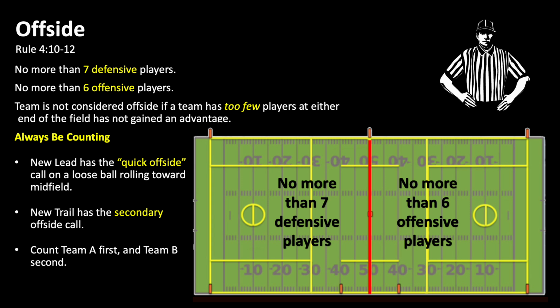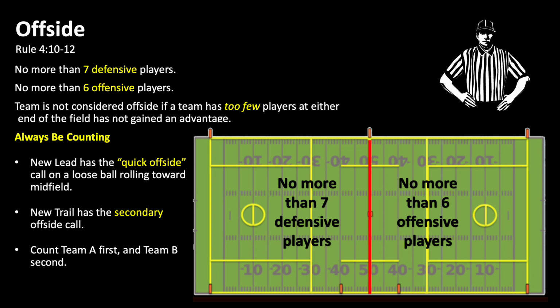A team is not considered offside if a team has too few players at either end of the field. You have not gained any advantage if you have too few defensemen or too few offensive players, right? You actually put yourself at a substantial disadvantage. So what we want to make sure is that we are doing what we call counting forwards. The new lead will have the quick offsides, right?